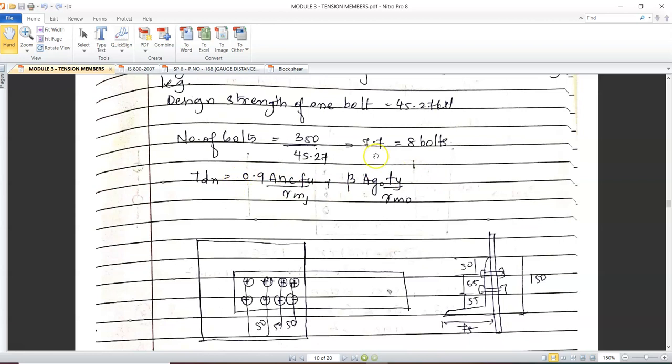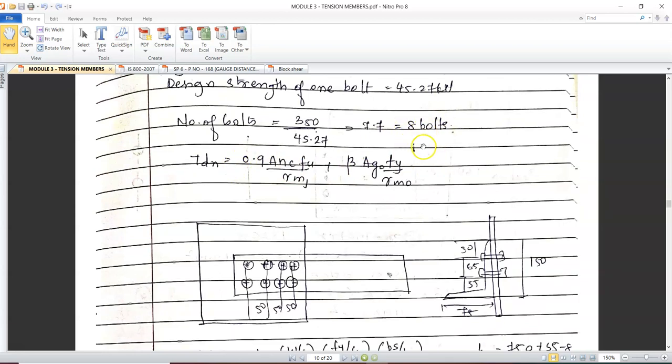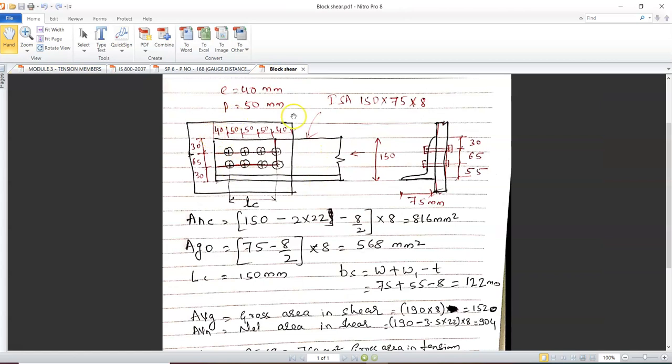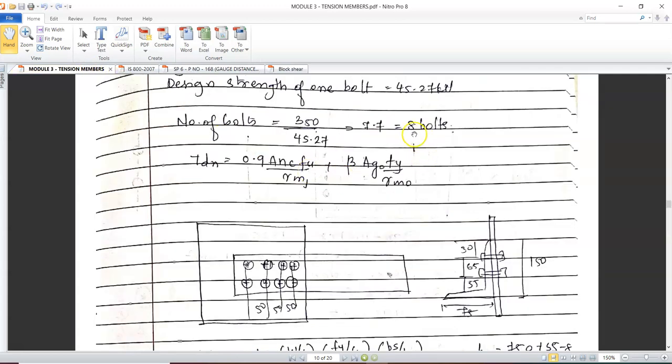Now before going to the rupture, these 8 bolts are arranged as shown in the figure below, or we can refer to the much clearer figure here. So it is better all of you redraw this figure once again. As per the calculation, we require 8 bolts.